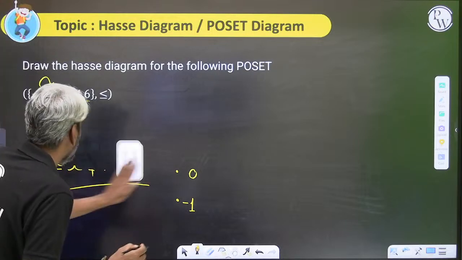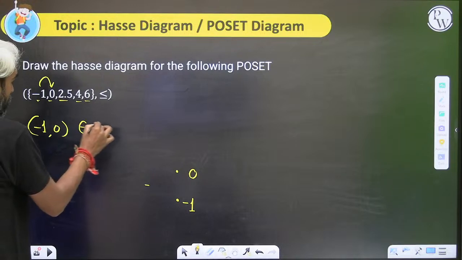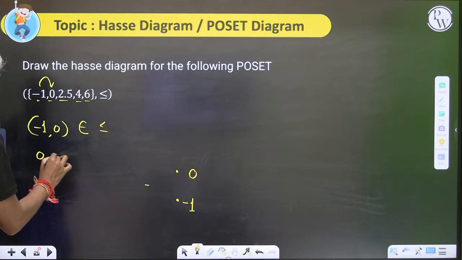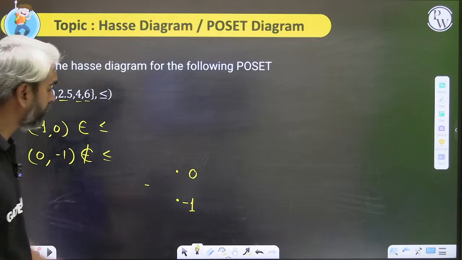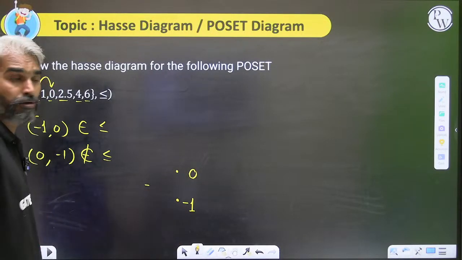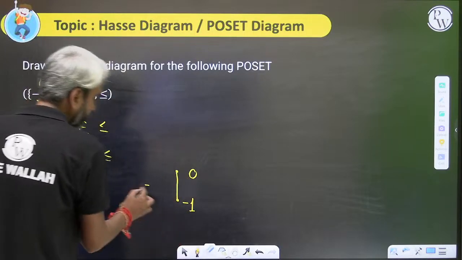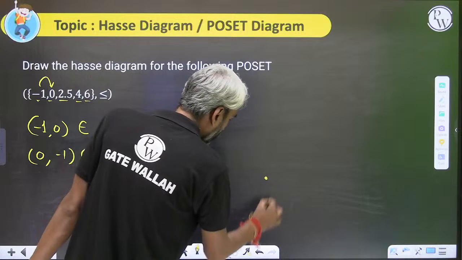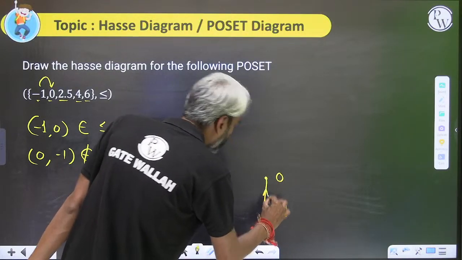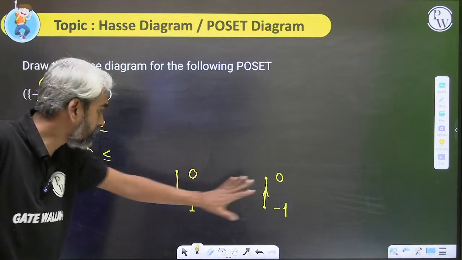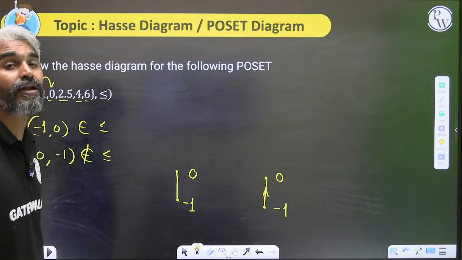Because we have a situation that (-1, 0) belongs to less than or equal to, while (0, -1) does not belong to less than or equal to. So -1 relates to 0. Therefore, -1 will be at the lower side and 0 will be at the upper side. It is an upward inclination. So either you can do this, or you can use the concept of direction if you want. But even if you don't do this, it is absolutely fine, because by default in the Hasse diagram we use upward orientation.